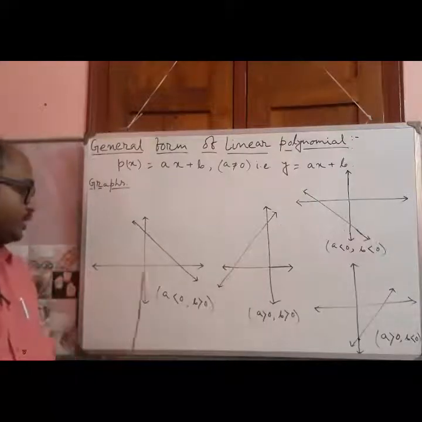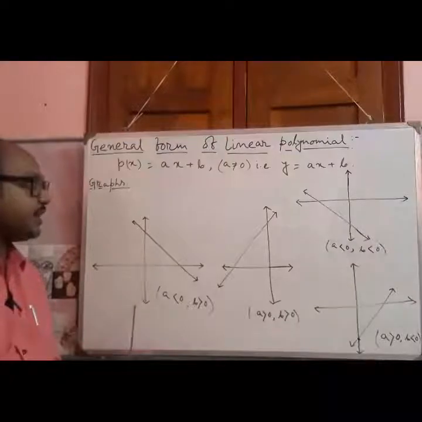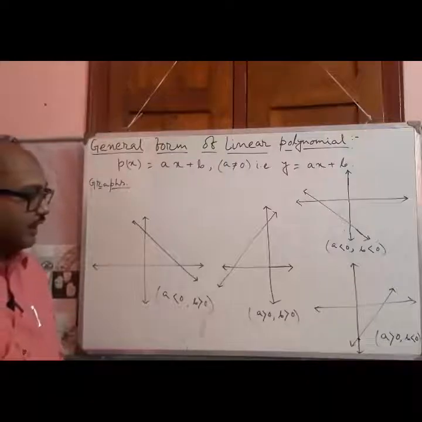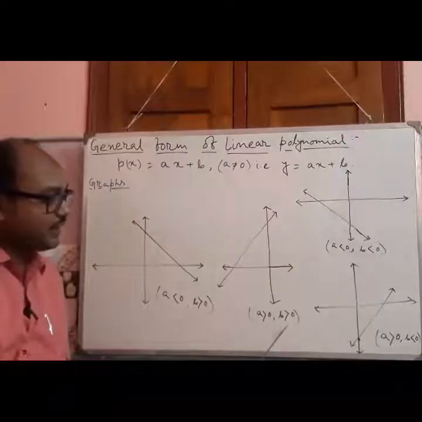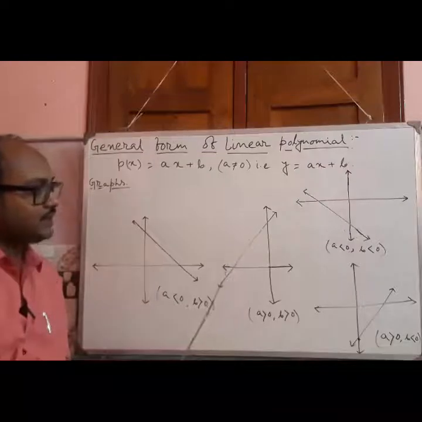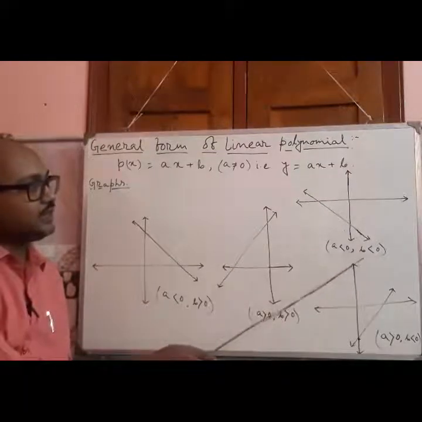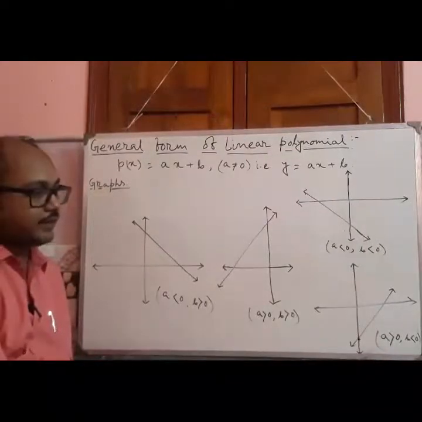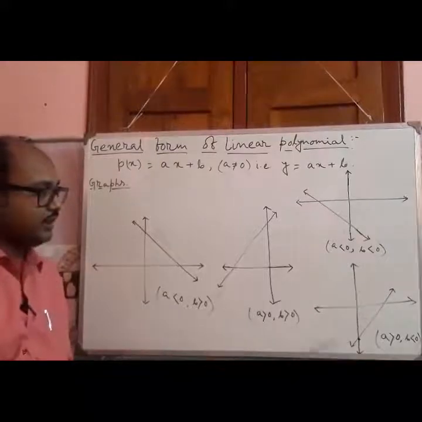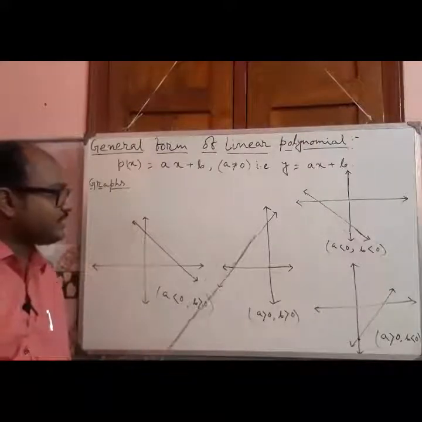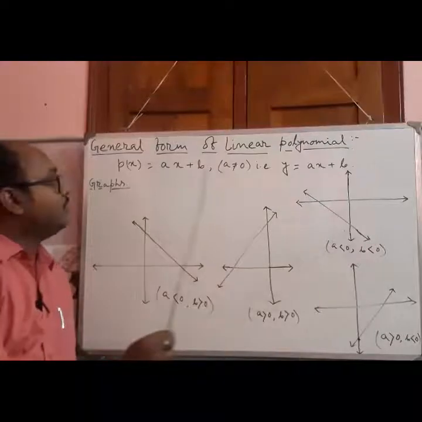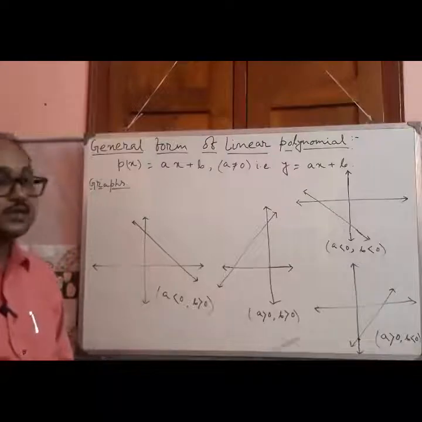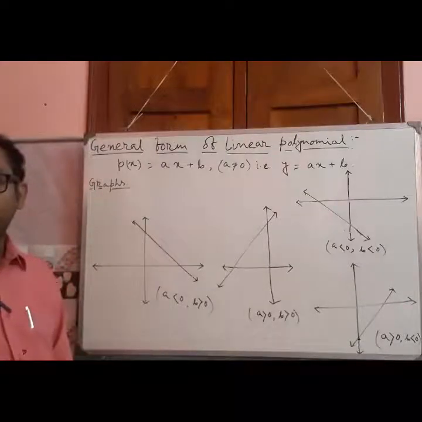You see, this is the graphical representation whenever a is less than 0 and b is greater than 0. If a is greater than 0 and b is greater than 0, then the graph will be like this. If a and b both are less than 0, then the graph will be like this. And if a is greater than 0 and b is less than 0, then the graph will be in this form. You see, these straight lines represent this linear polynomial.